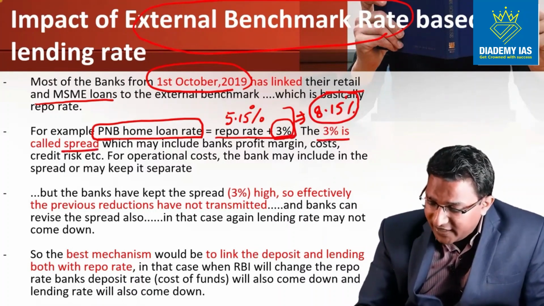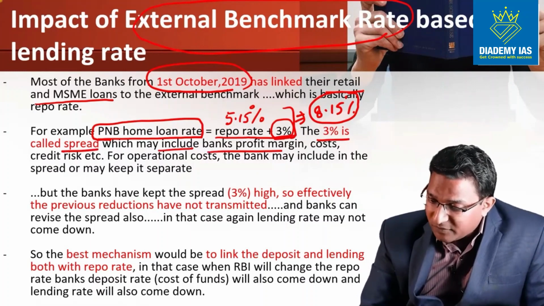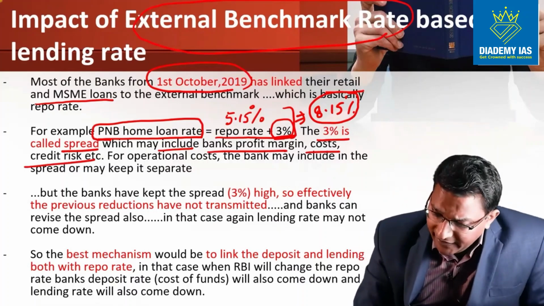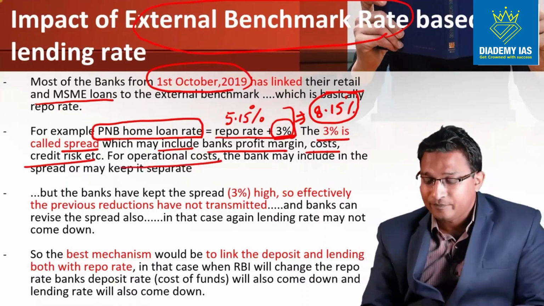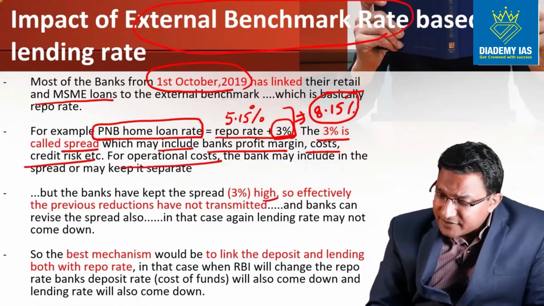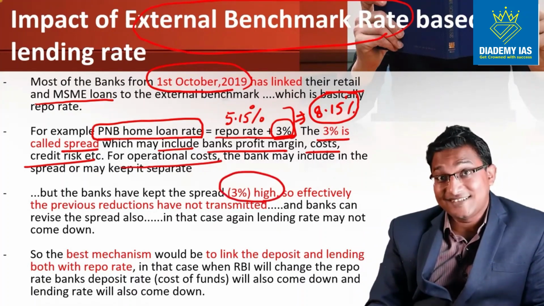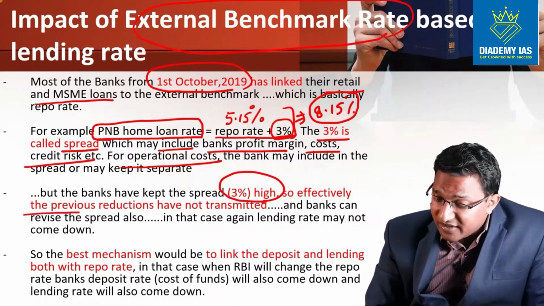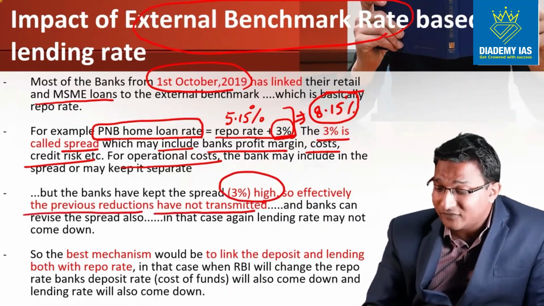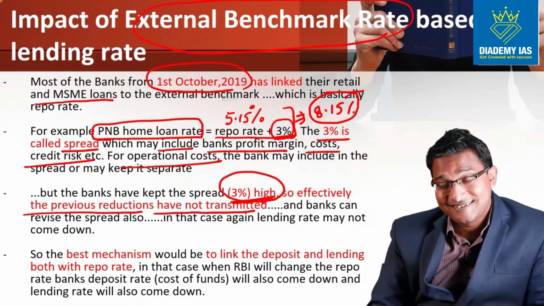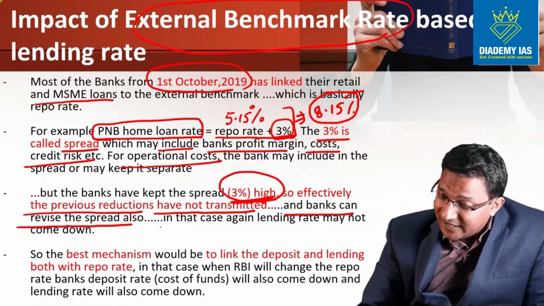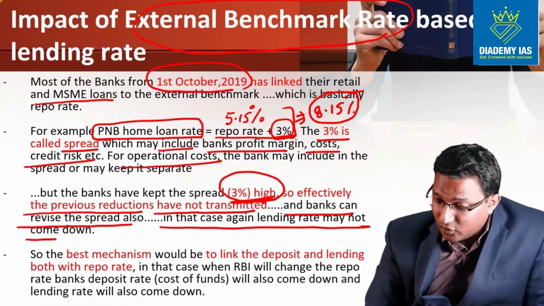This 3% is the spread, which will include the bank's profit margin, costs, credit risk, like the risk of non-recovery of the loan, and operational cost also. Now this 3% is very, very high. So effectively, even the previous reductions have not been transmitted because of this high 3%. The banks can revise the spread also, and in that case again lending rate may not come down.